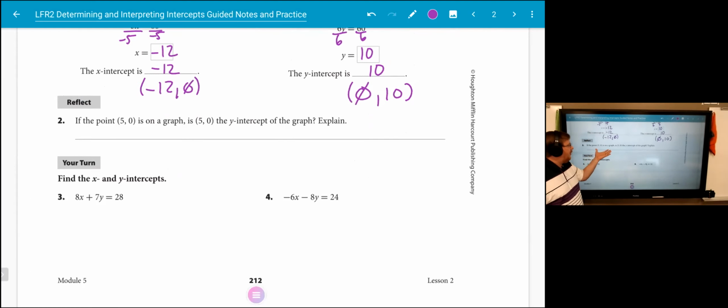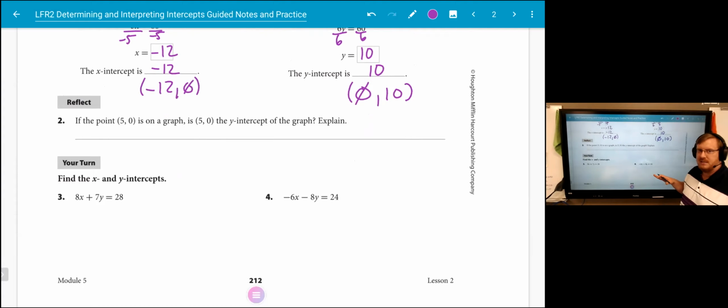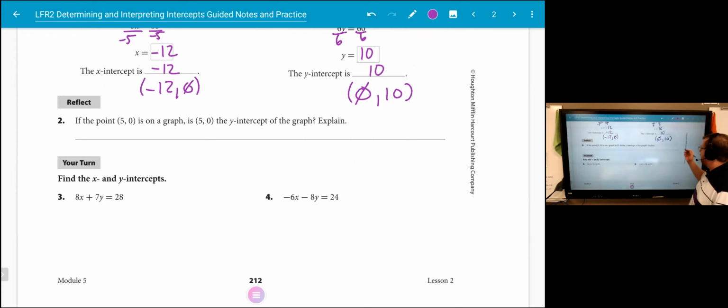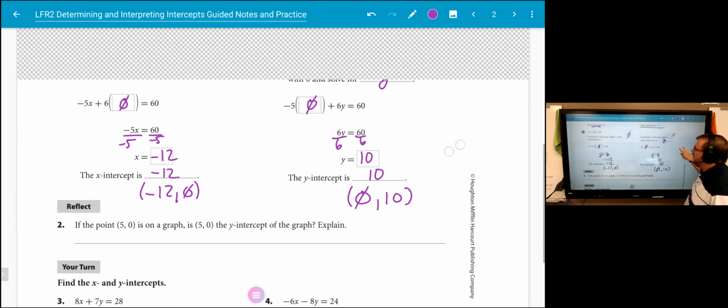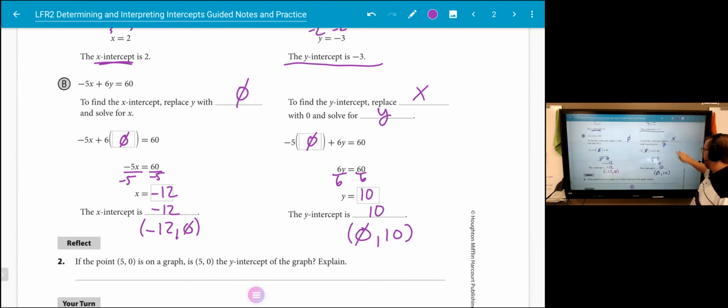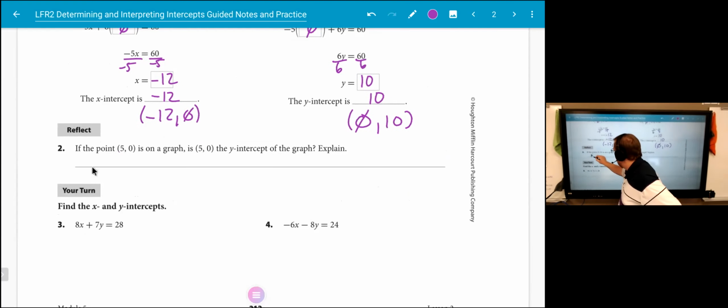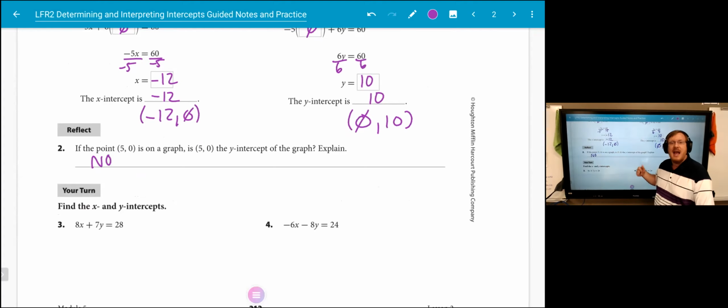Another way to think about that, all right? If 5 comma 0 is on a graph, is 5 comma 0 the y-intercept of the graph? Explain. Take a minute, pause. Again, I hope you're pausing. All right, so let's take a look at this. If 5 comma 0 is on a graph, is that the y-intercept? I'm going to show this in two different ways. One, the y-intercept is when x is 0. X is not 0 here. We know this is no. This would be the x-intercept because that is when y is 0.